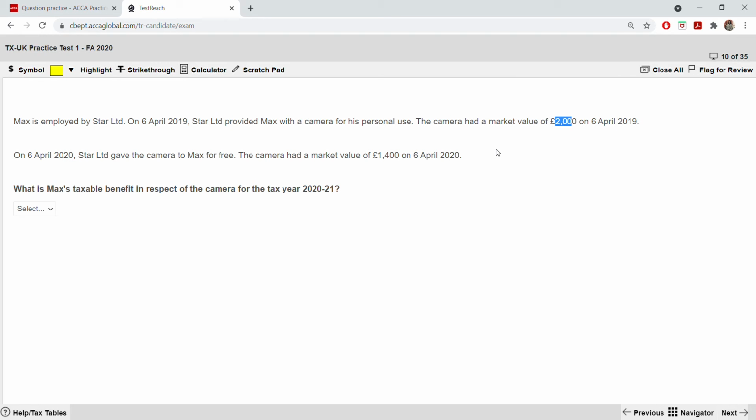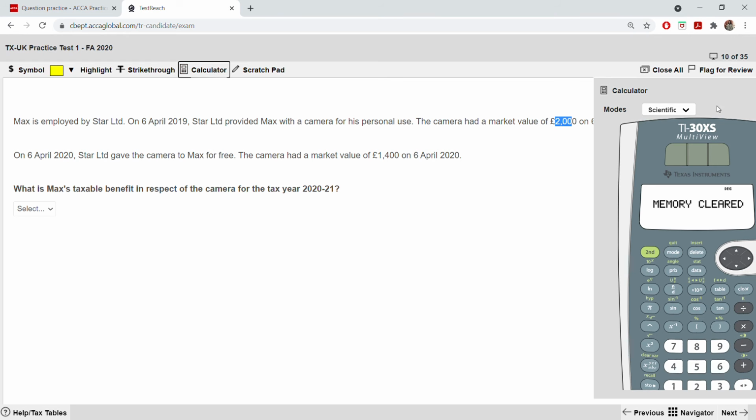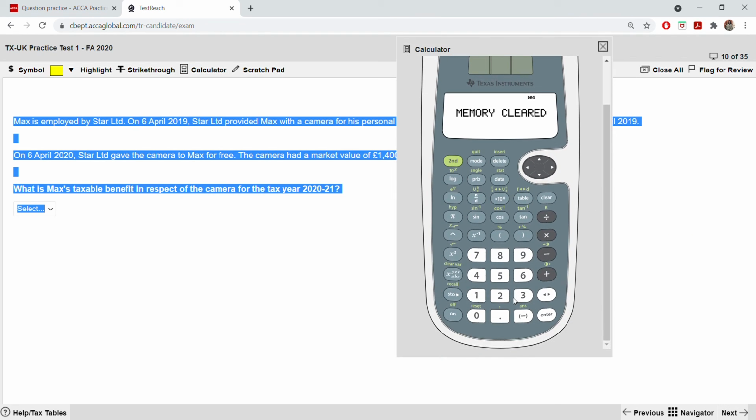Let me show you the calculator. 2000 minus, because you are making a private use of an asset, so 20% will be deducted from that market value. The market value is 2000, so it's 1600.